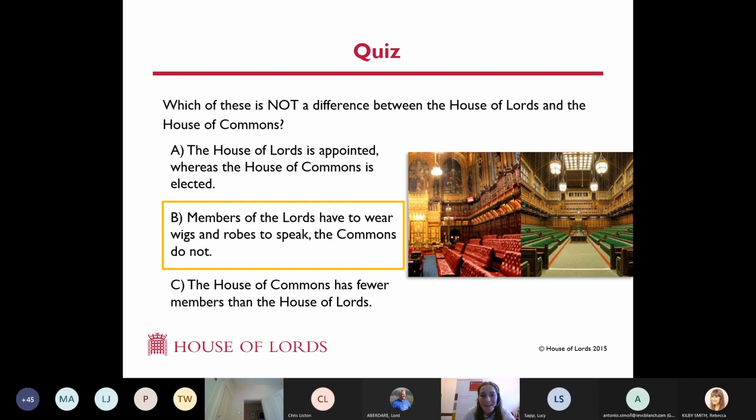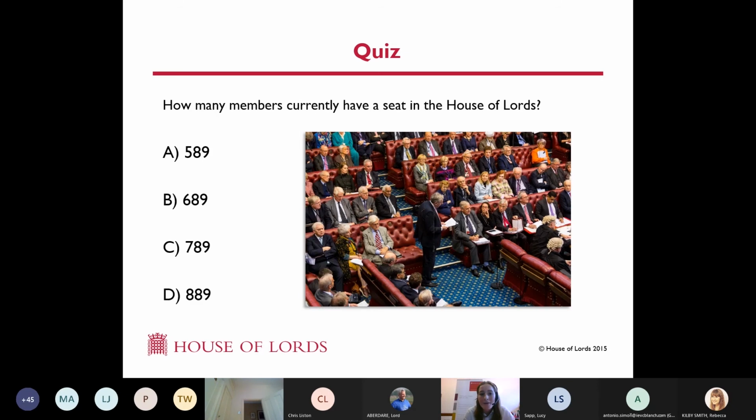So let's move on to the second question. How many members currently have a seat in the House of Lords? Is it A? Oh, sorry, I'm just getting a little bit of feedback. Everyone, just make sure that they're on mute, please? Thank you. So how many members currently have a seat in the House of Lords? Is it A, 589, B, 689, C, 789, or D, 889? Okay, I'll give you 30 seconds starting now.